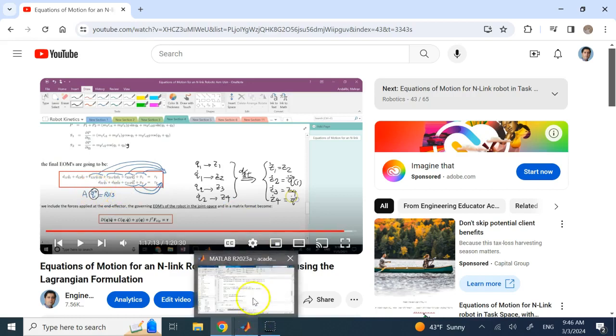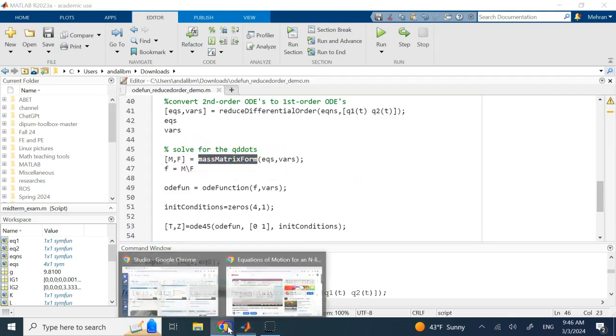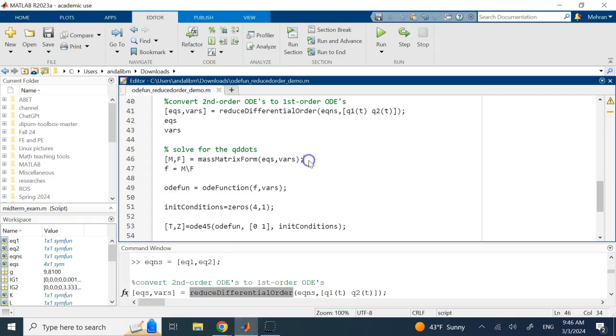double dots. So if you want to solve for q double dots, you need to use a couple of other things here. What is that? The next one is you pass those equations and those variables to this new function called massMatrixForm. So now it is going to put it in this format for you. But instead of A that I called, it calls it M, and instead of right-hand side, it calls it F. Okay, so here, this means what? It means M times Q double dots equals what? Equals F.